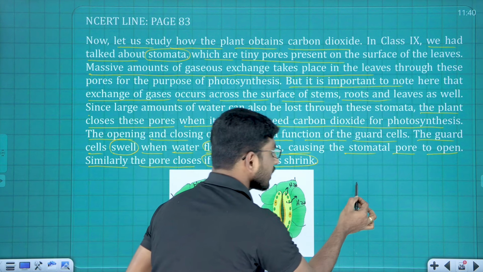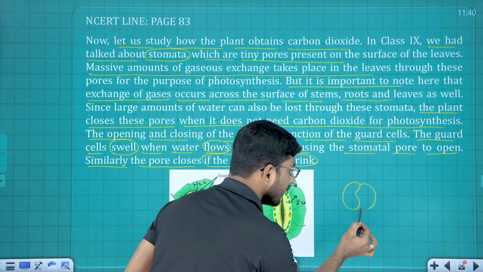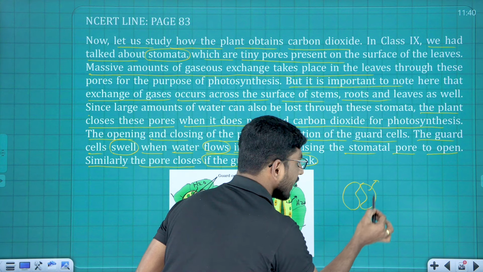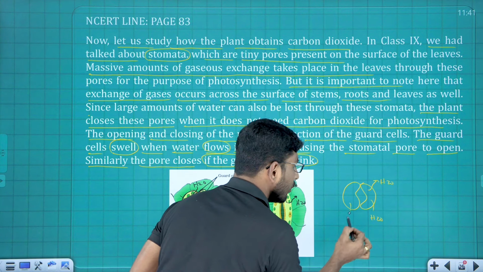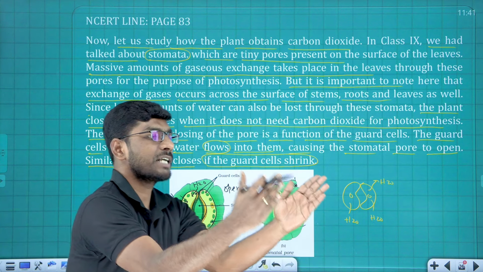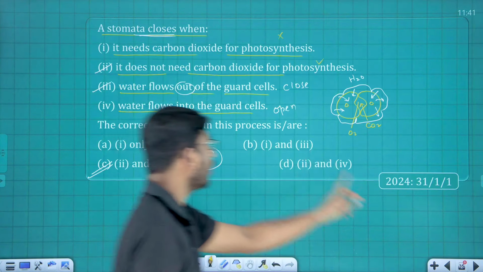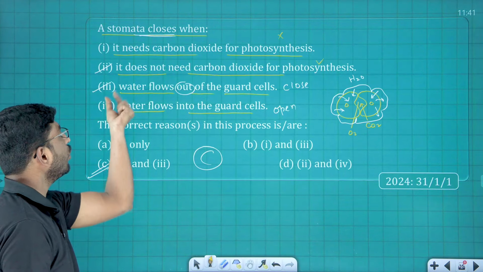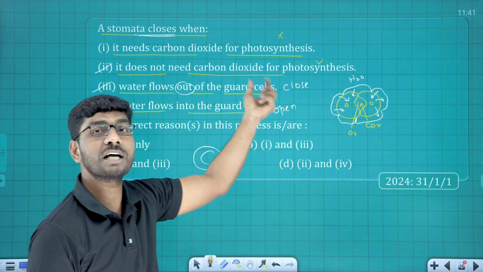What is the meaning of guard cell shrink? Tell me, all of you. From the guard cell, water is taken out. When water comes out, the cell will shrink. When it shrinks, they start to close. So what is the right answer to our question? Look at here, all of you. The correct answer is 2 and 3. In these two conditions, stomata close.